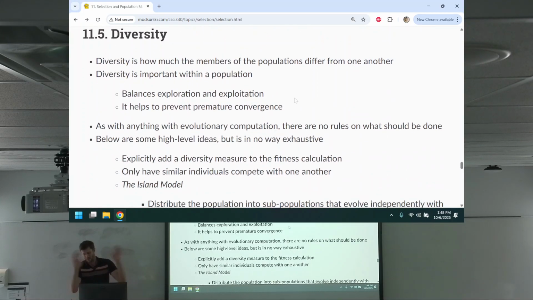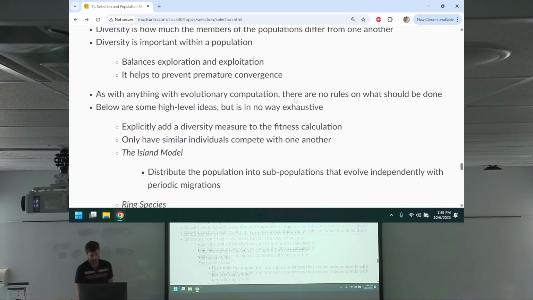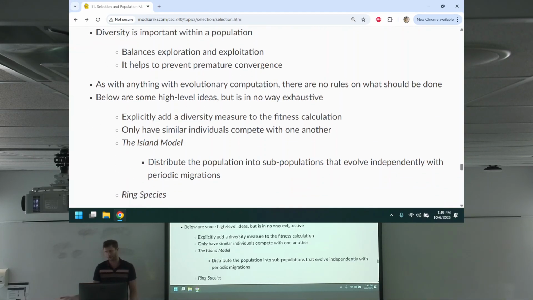Okay, why is diversity important? Diversity is how much a member of the population is different from one another. Diversity is important within the population. It balances exploration versus exploitation, and it prevents premature convergence, which is never good, or it's often not good. As with anything in evolutionary computation, there are no rules on how you do it. Do whatever you want. You can explicitly add diversity measures, like I was saying, maybe bake it into the fitness calculation or something.